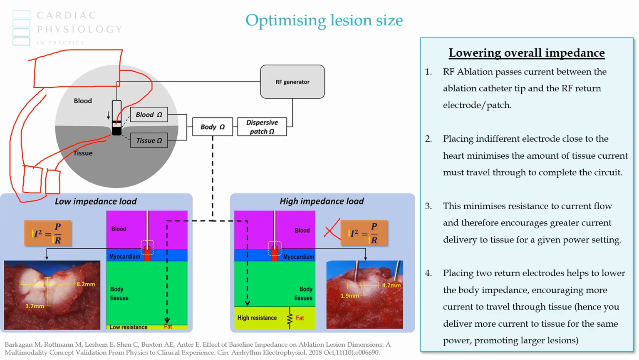Whereas this one here is a much smaller lesion. So maybe this is the kind of lesion that you get when you place the indifferent electrode on the patient's calf muscle, far from the heart, where it has to go a much larger circuit and therefore higher resistance to current flow. So placing the indifferent electrode close to the heart helps to minimize the amount of current resistance, which means that when you dial 50 watts on your ablation generator, you maximize current delivery to tissue. Maximizing current delivery to tissue maximizes lesion size.